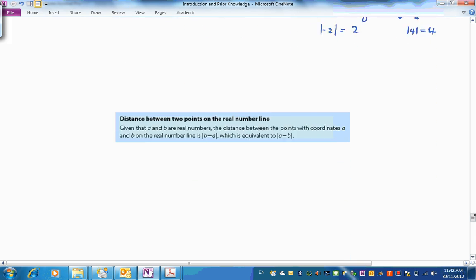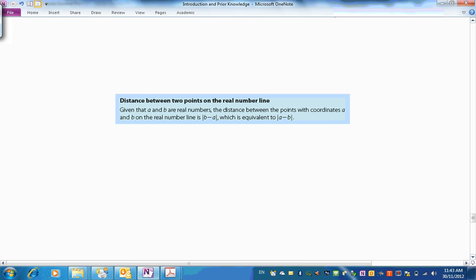Okay, so let's come down here and look at the next little statement about using absolute value or modulus. If A and B are real numbers, we're reading this now, the distance between the 2 points with coordinates A and B on the real number line is the absolute value of B take A, which is equivalent to A take B. Why have we got that? Well, we might not know how big A and B are. So if we say, well, what's the distance between the points on the number line -2 and 4?